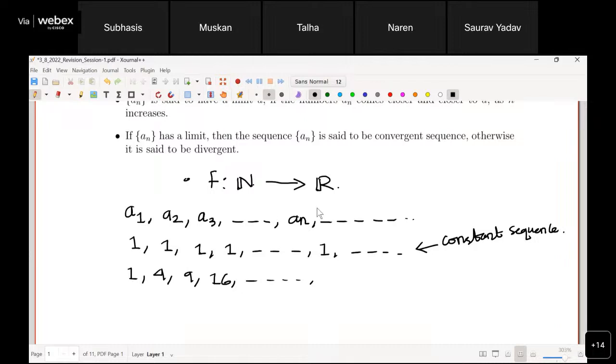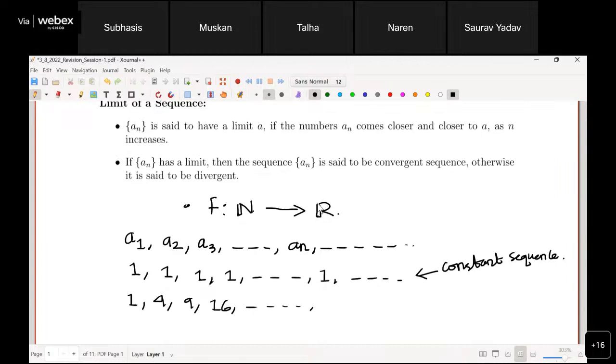So basically, we are interested in something called the limit of a sequence. We want to know how the sequence behaves when n goes towards infinity. So that is called the limit of the sequence. Suppose you have a sequence an, this is how we write it. We say that the limit of this sequence is a, right?